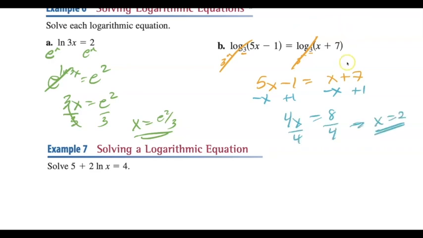Now there's a thing here I'm going to mention. When you do logs, you're supposed to check the domain. The inside has to be greater than or equal to 0. You can't plug in a negative into a log. When you get a log answer, you're supposed to check it. Make sure that you don't get a negative number when you plug it in here. 2 plus 7 is 9, that's okay. 2 times 5 is 10. 10 minus 1 is 9. It's okay. This is all good.